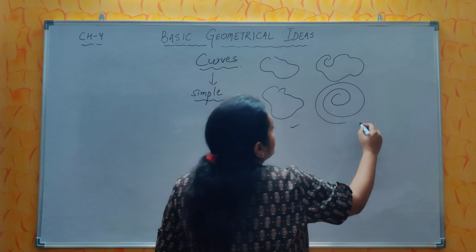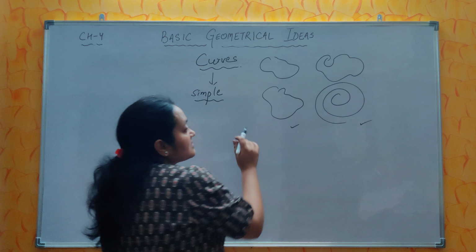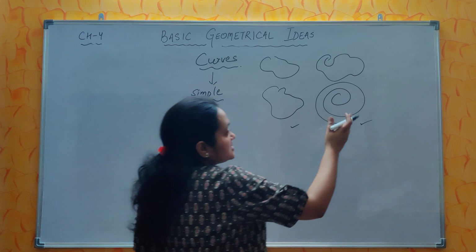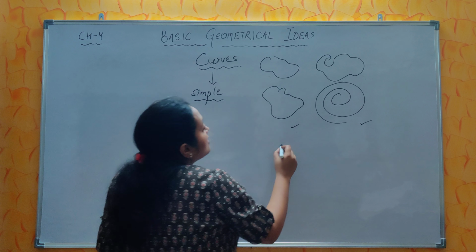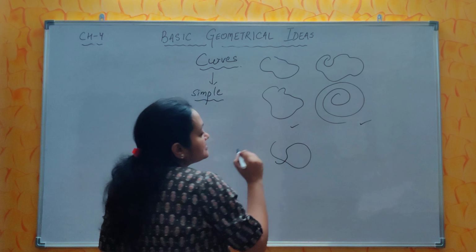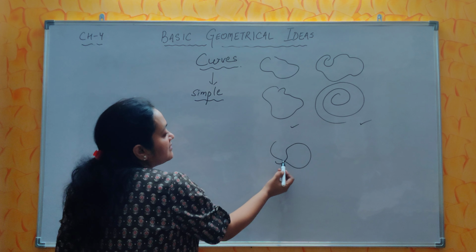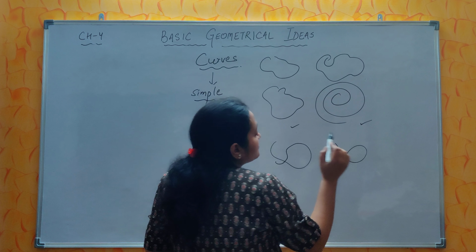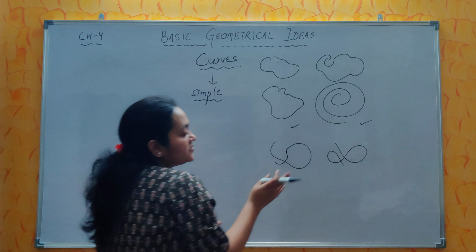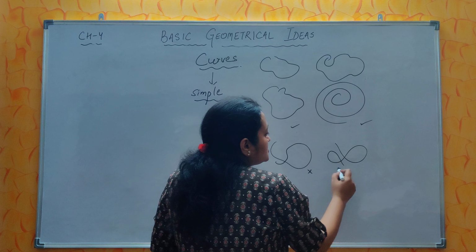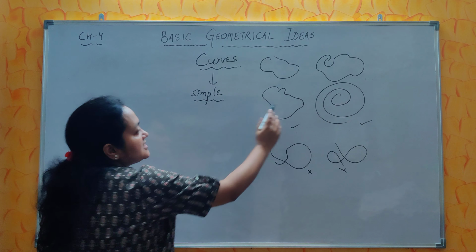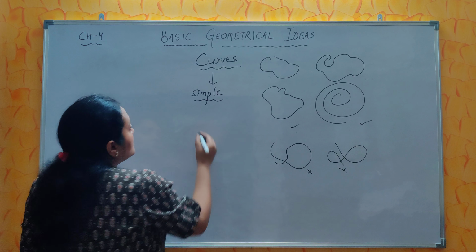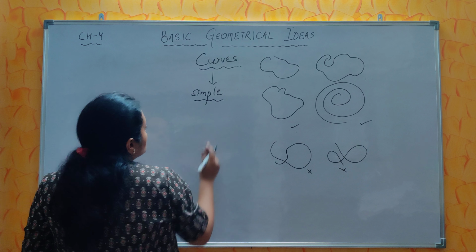In both the curves, the lines are not intersecting, they are not crossing each other. So these are all simple curves. What about this curve? This is not a simple curve because it is crossing itself. Again, this is an example of a curve which is not simple. So these two curves are not simple, whereas these two curves are simple. Now simple curves are of two types.